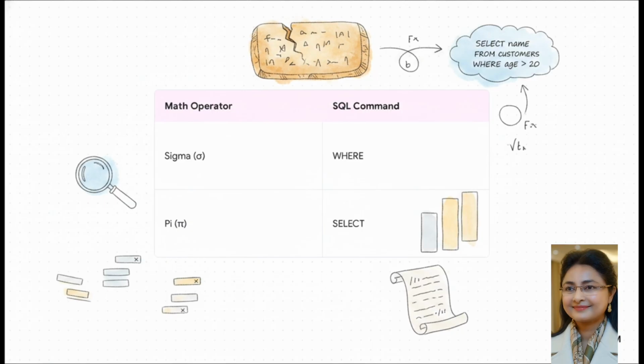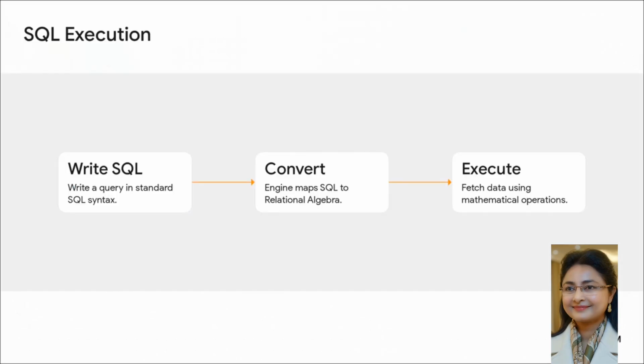When you type out select name from customers where age is greater than 20, you are literally mathematically executing a projection upon a selection. It's pure algebra, just disguised as coding syntax. How cool is that? Every single modern SQL query you write goes through this exact same life cycle. Step 1, you write the SQL. Step 2, the database engine's query optimizer takes your friendly English-like SQL and literally translates it right back into an optimized tree of relational algebra operations.